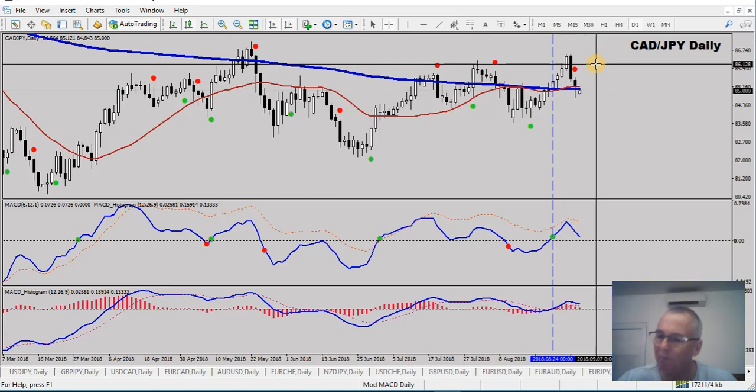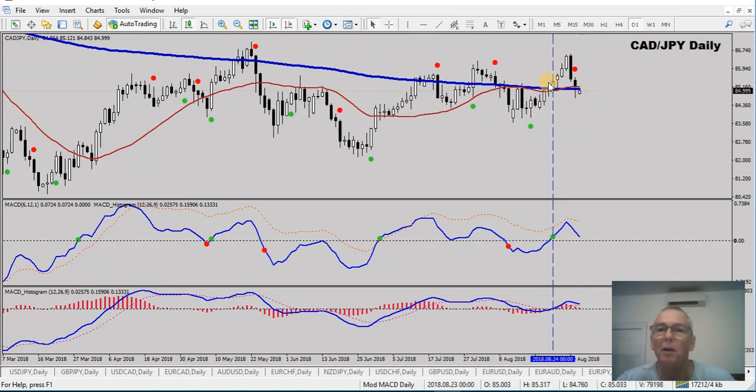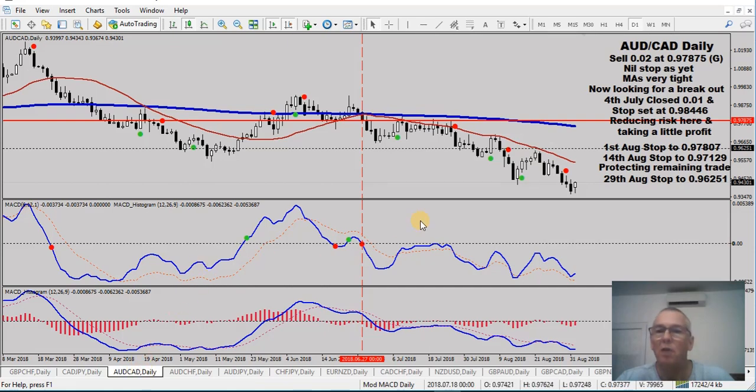Some reason why the pip counter's not working. Well, it's gone up a few pips there before dropping down, so I didn't take the trade, not in any trade there. Alright, AusCAD in a sell back here.